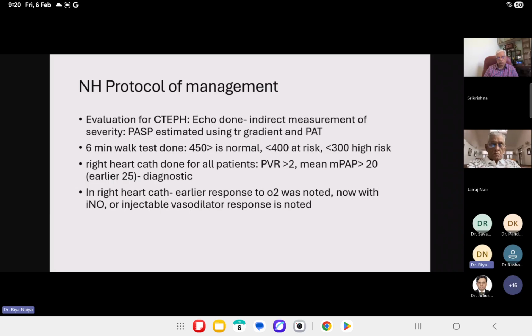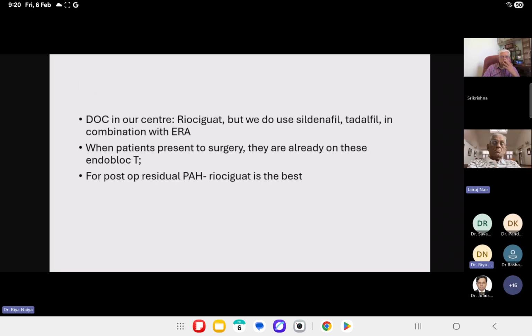In right heart catheterization, earlier we used to see the response to plain oxygen. Now it is seen with the help of inhaled nitric oxide or injectable vasodilator response. For pulmonary hypertension, the drug of choice in our center is riociguat, but we do use sildenafil and tadalafil in combination with other endothelin receptor antagonists. When patients usually present to us for the purpose of surgery, they would have already been on all of these medications, such as Endoblock T, which is a combination drug of ambrisentan and tadalafil. And for post-op residual PAH, we usually utilize riociguat.